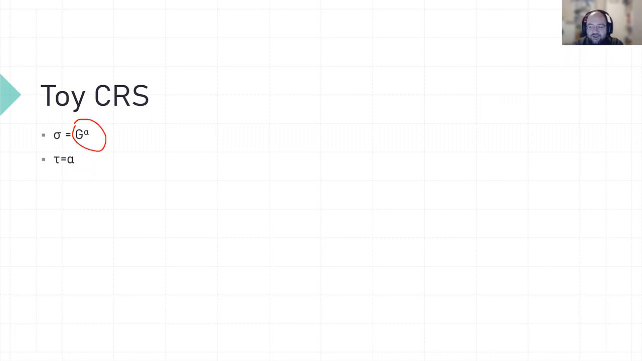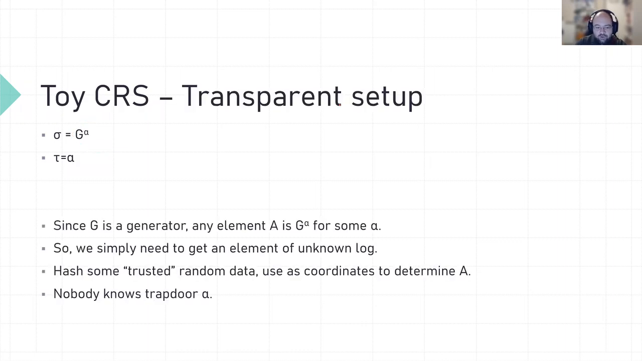Right, so you don't really know me. So if I tell you that I just created G to the alpha, I published G to the alpha, but I'm going to throw alpha away and not tell anyone, you have no reason to trust me. I know the trapdoor. So I could cheat and create proofs that are not true, or proofs that I should not be able to. So what we would like is a way to get an element whose discrete log nobody knows. And there is actually a simple way to do that without getting into fancy protocols.